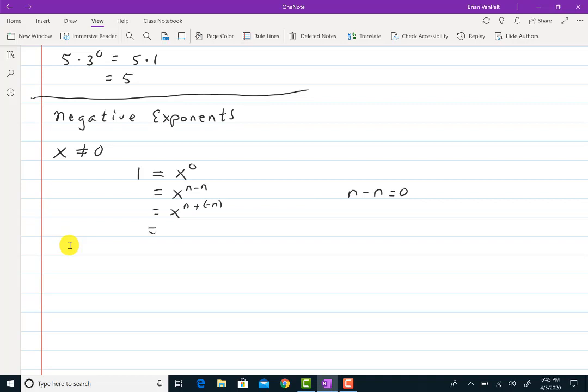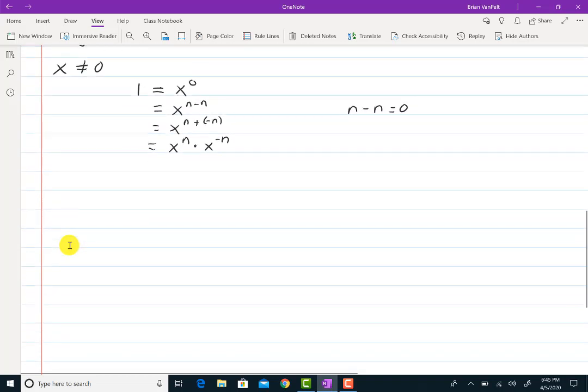And then I'm going to break this up using our rule for multiplication. So what I have then, let me put my 1 down here again. So what I'm going to do now is divide both sides by x to the nth power. And that way on the right they'll cancel out, and I'm left with this rule.